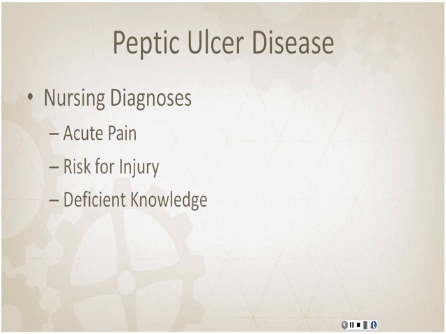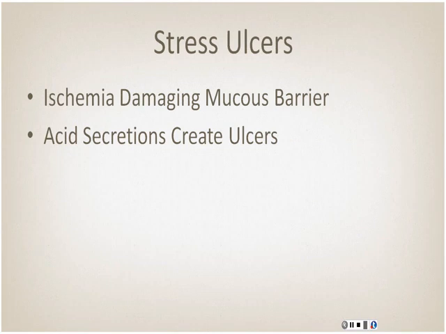Nursing diagnoses include acute pain related to gastric mucosal erosions, risk for injury related to complications of the peptic ulcer activity, such as bleeding or perforation, and then deficient knowledge regarding the disease process and treatment. The care plan should provide teaching regarding complications, the medication regimen, and completion of the medication regimen, even if symptoms are completely alleviated.